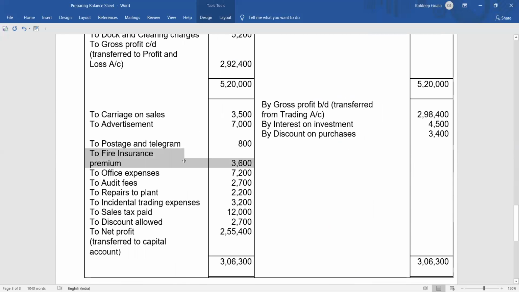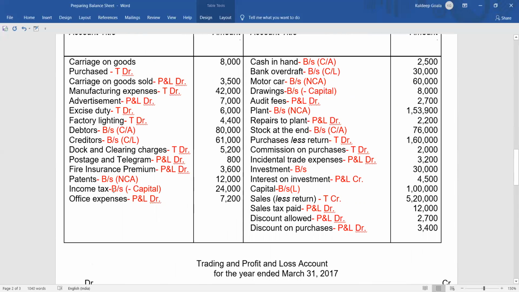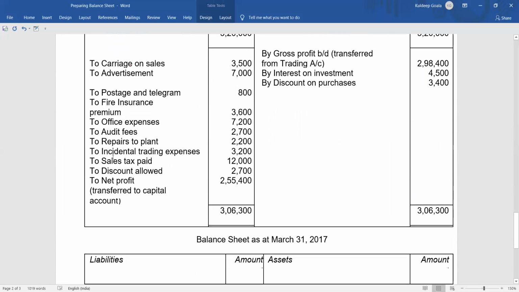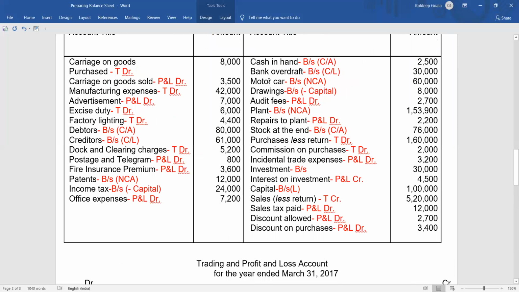So after that, what is there? Profit and loss. Office expenses is here, 7,200. So it will come as to office expenses, 7,200. Okay. Now let's see the next item. And this side is over. So let's go to the other side.